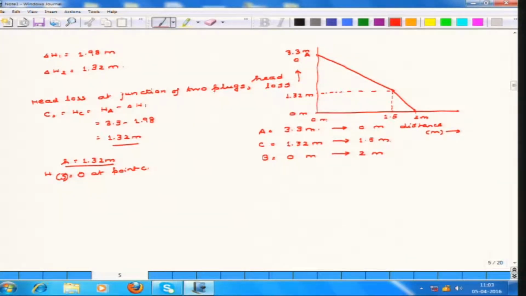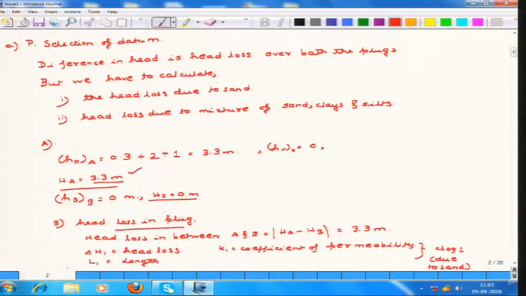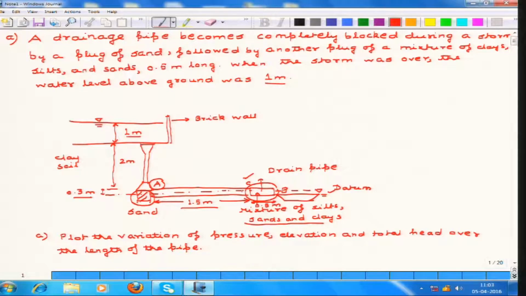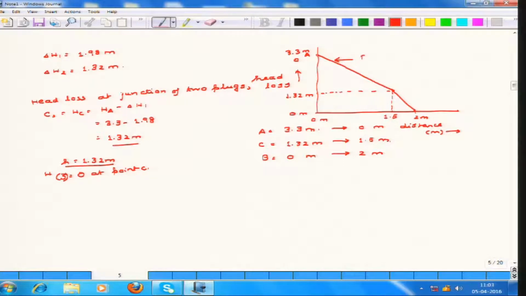So, this is how the plot looks like, the plot of head loss versus distance. That is what we are asked: plot the variation of pressure, elevation head and total head over the entire length of the pipe. Now, this is the plot of the elevation head, pressure head and the total head over the entire length of the pipe, but actually this is the plot of the total head. Now, as we have said, the elevation head is 0, because you can easily see that the entire pipe lies along the datum. So, whether it is A, B or C, the elevation head is everywhere 0. So, it is just a plot of the pressure head and the total head.